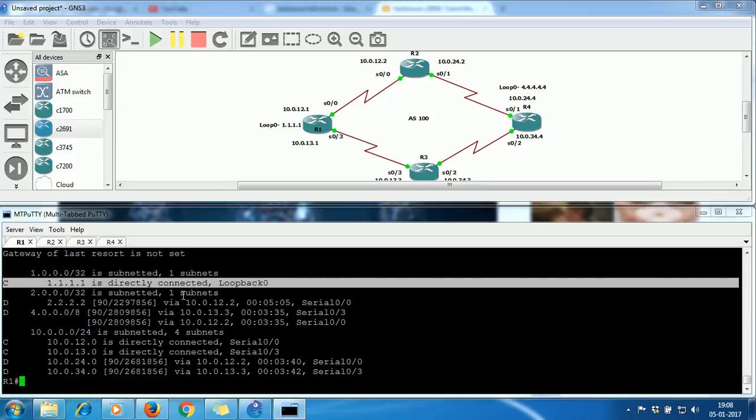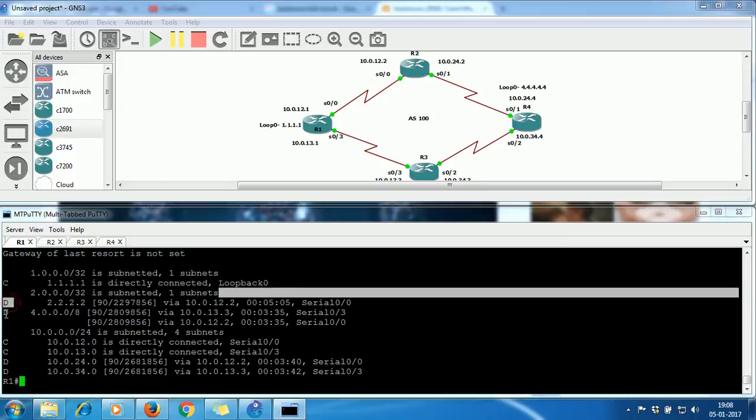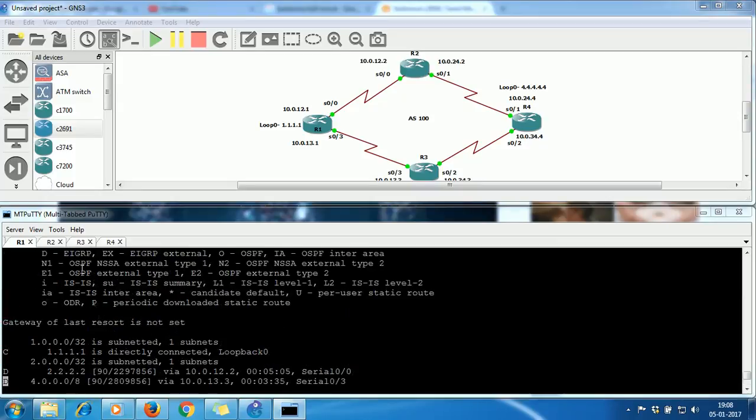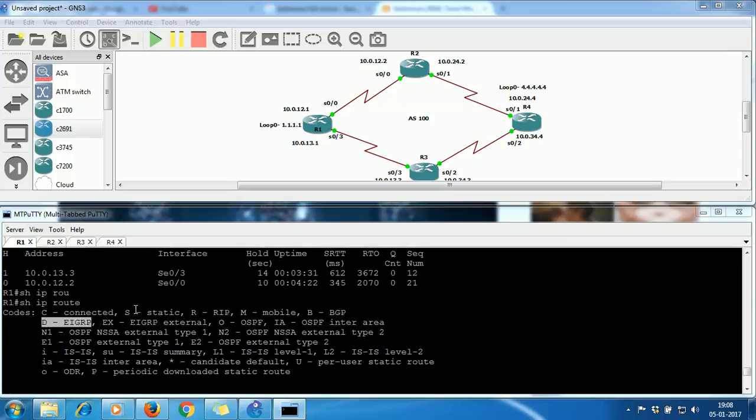So here we are getting something called D, right? What is this D? C means connected. This D, what it means, you can see here, EIGRP. For static it will be S, for connected it will be C, for RIP it will be R, for BGP it will be B, for OSPF it will be O. Then why for EIGRP is it not E, why is it D?